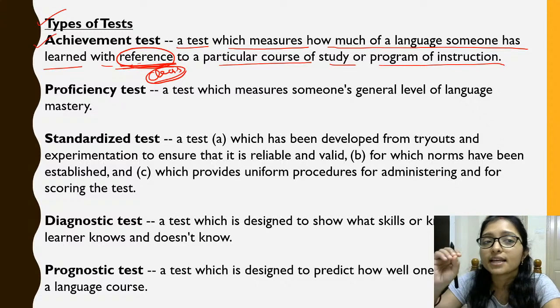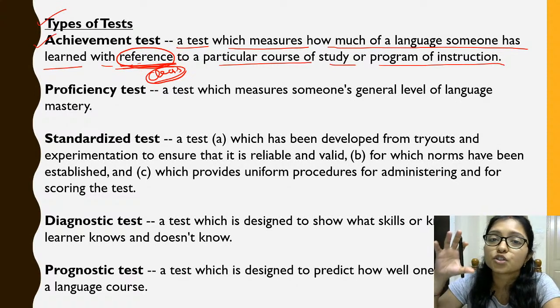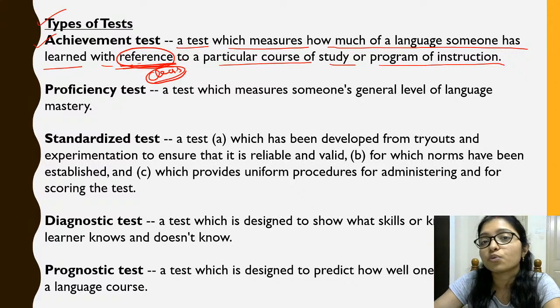So learning with reference to a particular course means there should be some reference. Using that reference, we are trying to judge whether you are able to achieve or not, right?